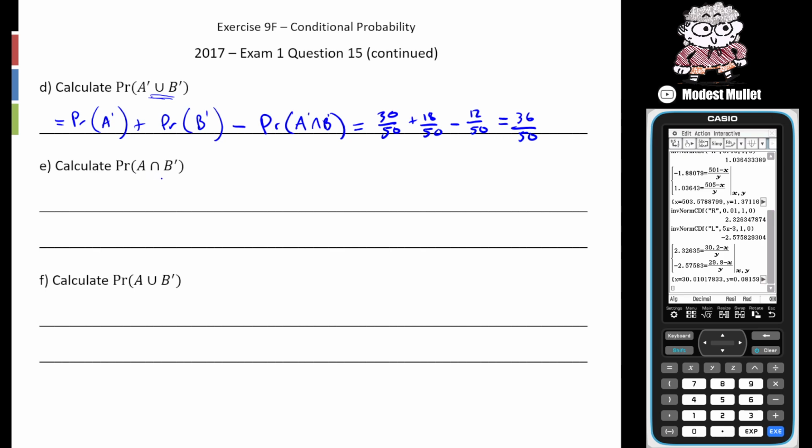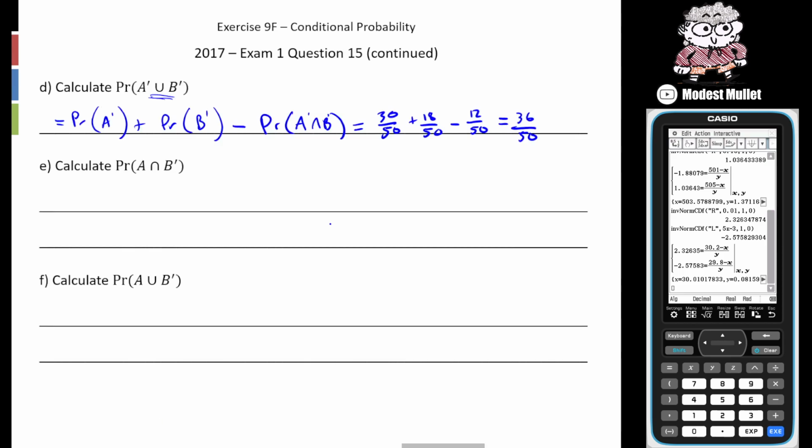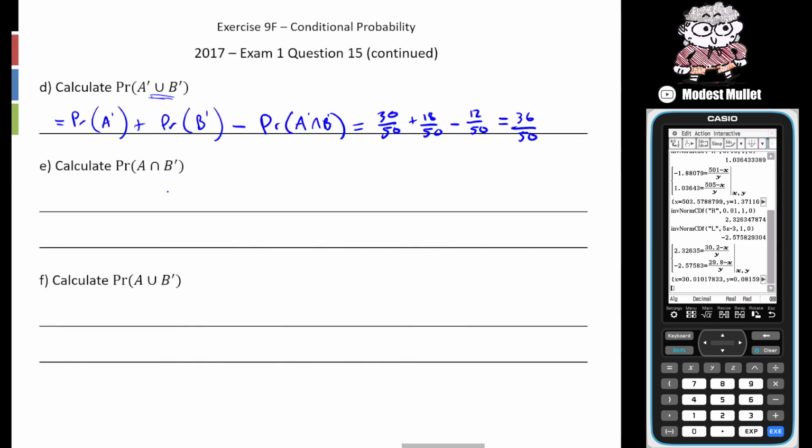Calculate the probability of A intersect B dash. That's pretty easy. We want A intersect B dash, so that's that there. That's 6 out of 50. So that is equal to 6 out of 50.